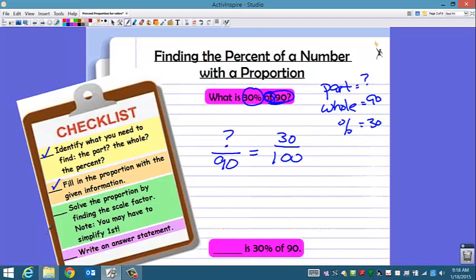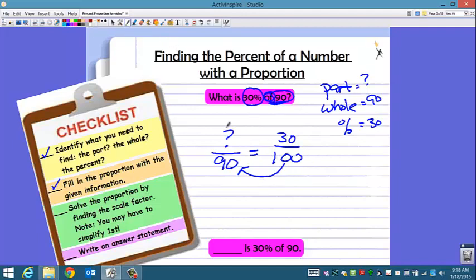Solve the proportion by finding the scale factor. Note, you may have to simplify first. Our unknown is on the left side, so we're going to be going from right to left. We're going to go from 100 to 90. Is there a scale factor that you can multiply or divide 100 by that will equal 90? No, there's not. So we're going to have to simplify first.